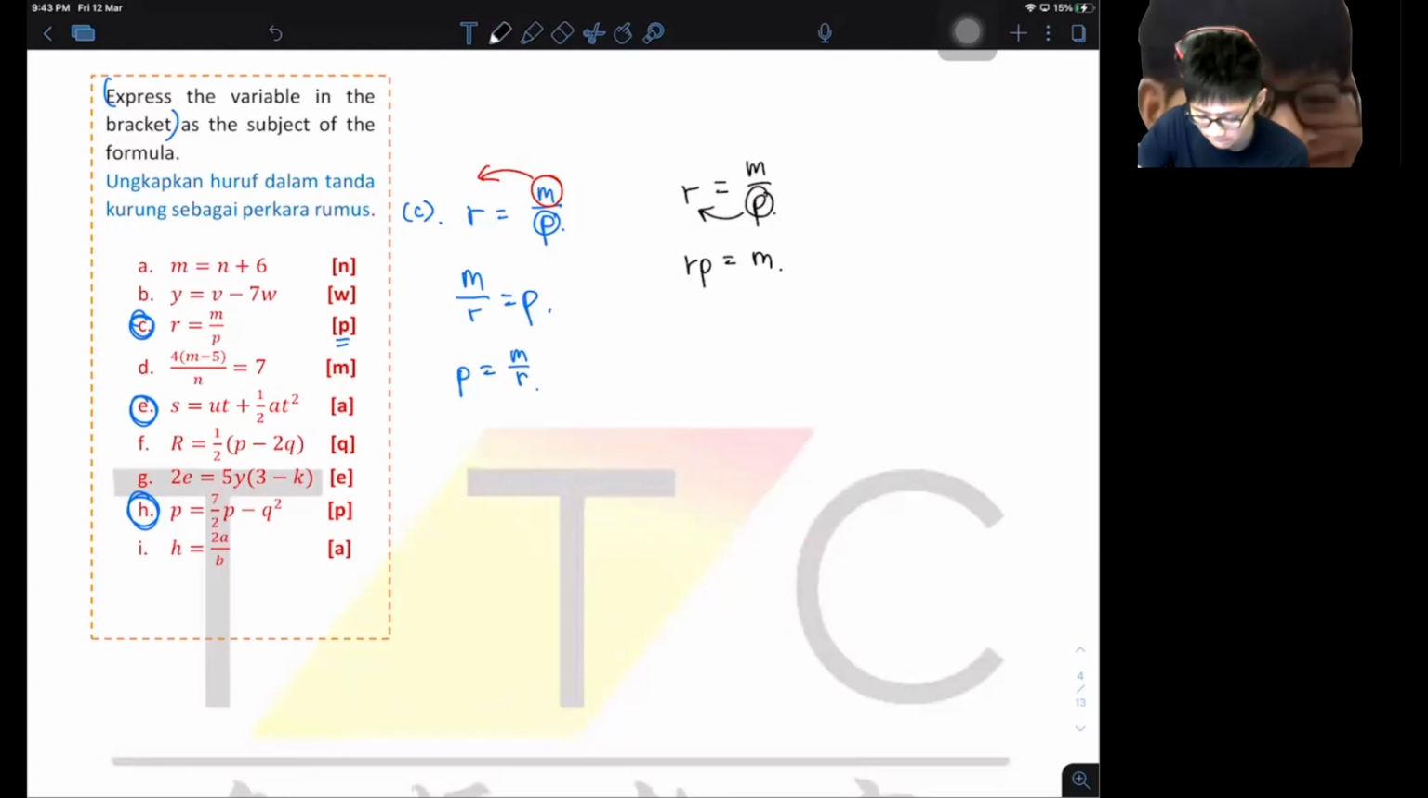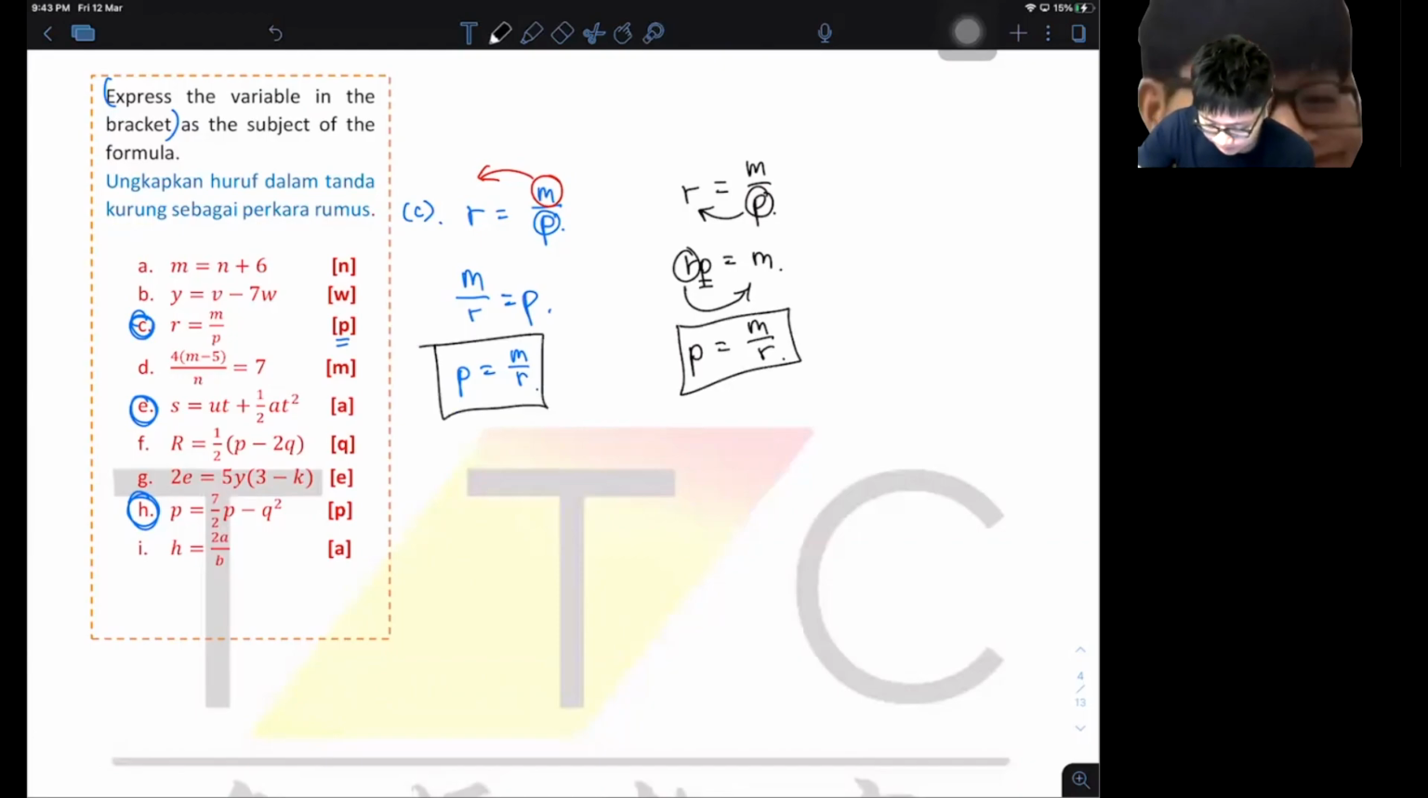Can follow so far? Main character is still P. That means I don't want the R. And times R, bring over, becomes divide R. So P equals M over R. Can you see that they are actually the same? Can understand why when you throw something on top to the other side, it will stay on top. It's a shortcut actually. So shortcut is something that you can memorize. Well, if in the exam you forgot already, then never mind. You use this common sense way. Okay, maybe it's longer, but maybe you feel more secure.